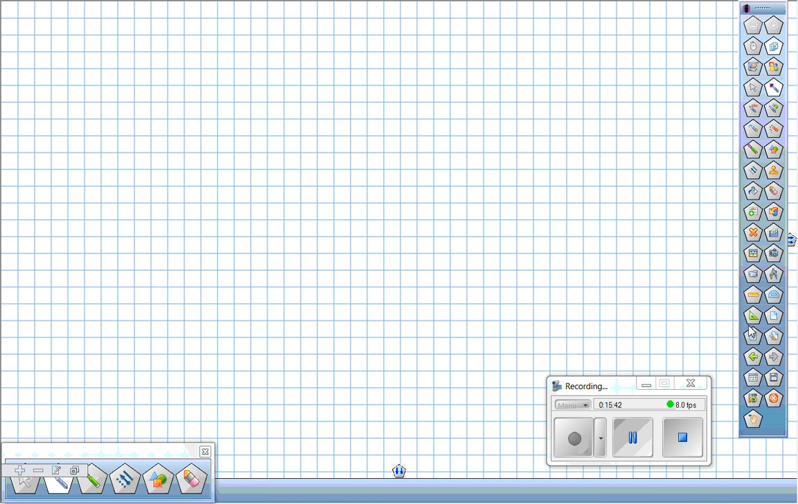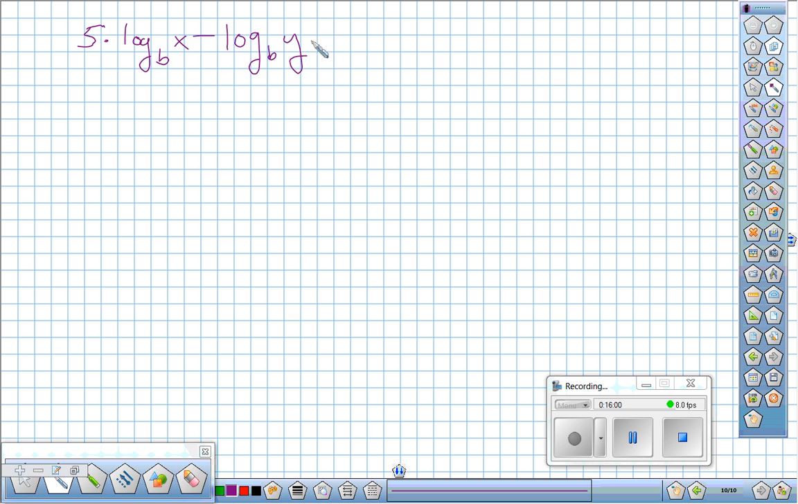Sometimes you'll actually have to go the other direction though. So I have 5 times log base B of x minus log base B of y plus 1/4 log base B of z.